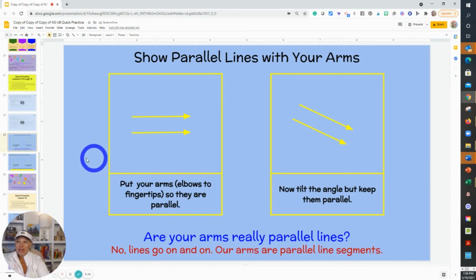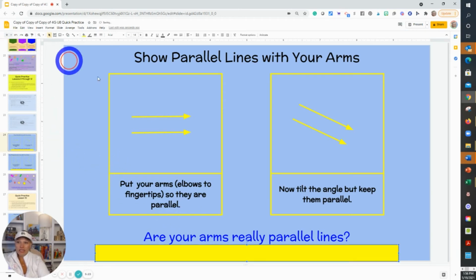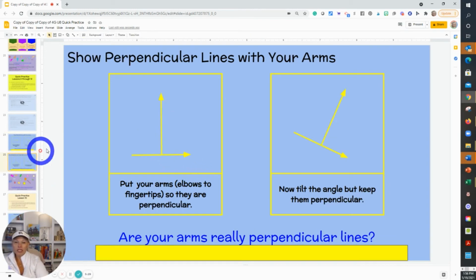Our arms stop. Okay, so you can delete that cover to get that answer, but it's essentially just reminding them why these are parallel lines. Because they never intersect. Then you get to show me perpendicular lines with your arms. There you go. Okay. So if I do perpendicular, I might show it like this. Now keep perpendicular, but show me a different way. So we're looking at, I can rotate, I can turn, I can flip, but the perpendicular piece stays intact. I still am creating a right angle with that intersection.